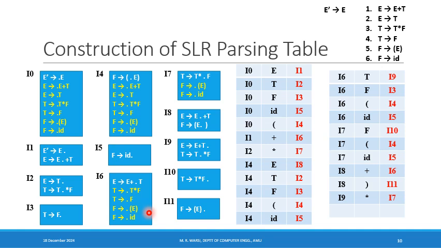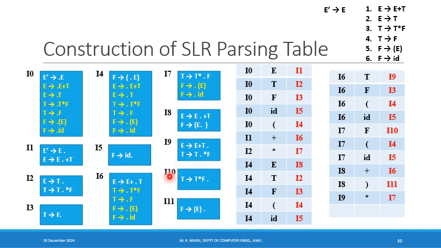I now move on to the next state, which is I7, and consider the transitions from the I7 state. In the first LR0 item, after the dot, I have the variable capital F. So from I7, there will be a transition on capital F. So from I7 on capital F, I'm going to the I10 state.